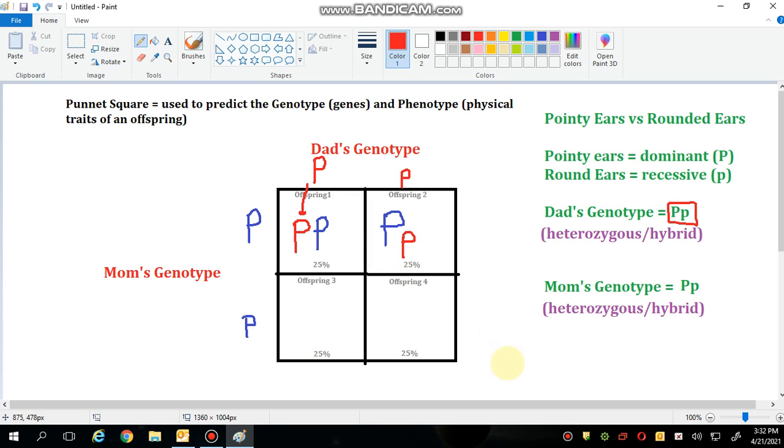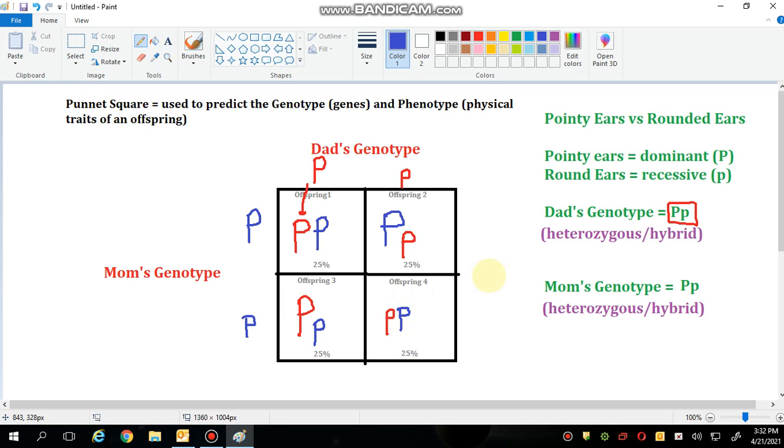Okay, genotypes. Let's go to offspring number 3. Looks like dad's got the capital letter here, so dad gives capital letter P to the kid, and mom gives lowercase letter p to the kid. And finally, offspring number 4, there are no capital letters, so just by convention, we'll start with dad: lowercase p for dad, and lowercase p for mom.